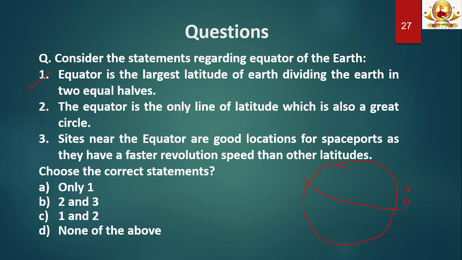The equator is the only line of latitude which is also a great circle. What is a great circle? A great circle is a circle which passes through the center of the globe. Let's see other latitudes. Do they pass through the center of the Earth? No. So the equator is the only line of latitude which passes through the center of the Earth, and hence it is a great circle. So statement 2 is correct. Let's see the third statement. Sites near the equator are good locations for space sports as they have a faster revolution speed than other latitudes. We haven't studied anything related to that in our chapter, how latitudes are related to speed. So only 1 and 2 is the answer.